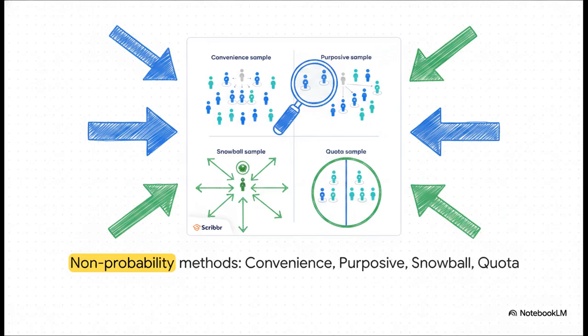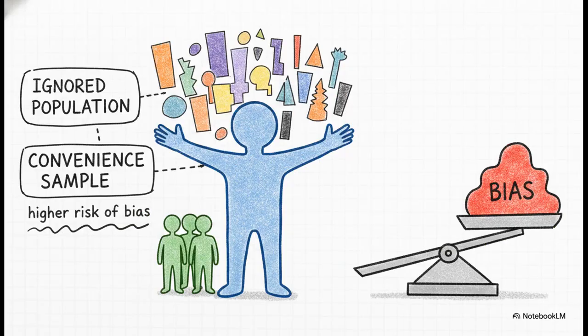Then there's snowball sampling, which is actually super fascinating. It relies on referrals. One participant leads you to another and another, spreading out like a snowball rolling down a hill. And finally, quota sampling. That's when you gather members based on very specific quotas, like needing exactly 50% women and 50% men for your study.